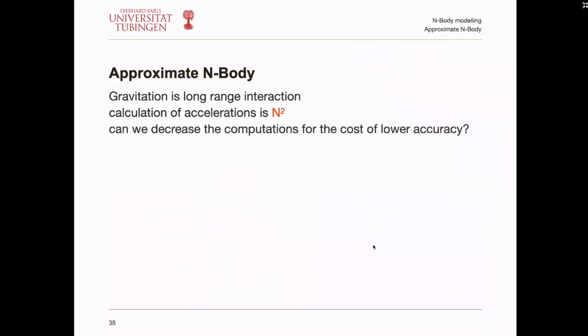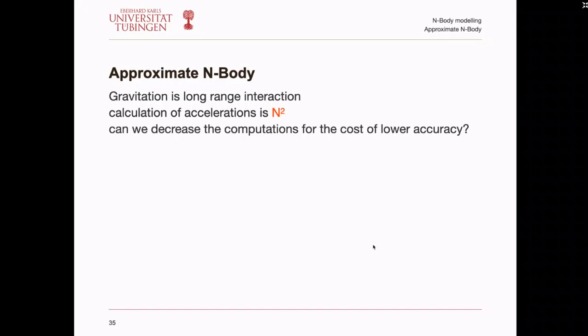One other possibility is that you can think about the calculation of acceleration as n squared. So maybe we can decrease the computations of this n squared for some cost of lower accuracy. Maybe if we have a lot of n-bodies, we don't need to know the exact force of each of the bodies. Okay, we just want to use lower accuracy, and if we have a way to describe this accuracy, then it would be even better.